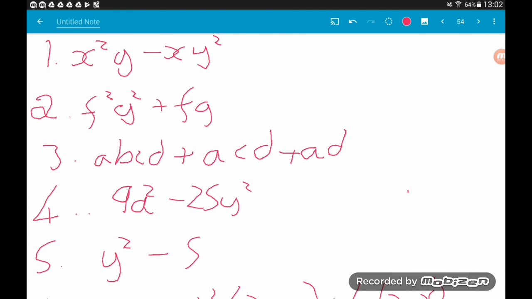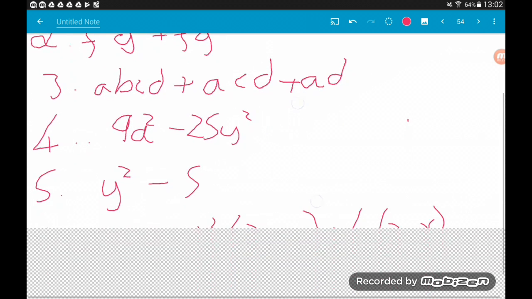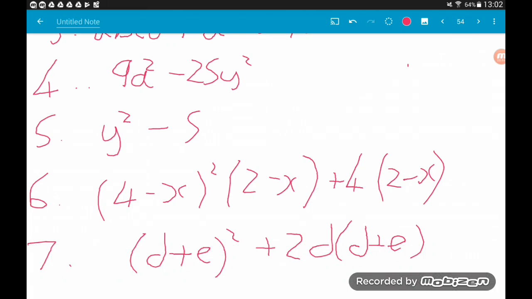So here are 7 questions. There's the first 5, and then there's 6 and 7 too. So we're going to work through each one of these separately and see how we go.